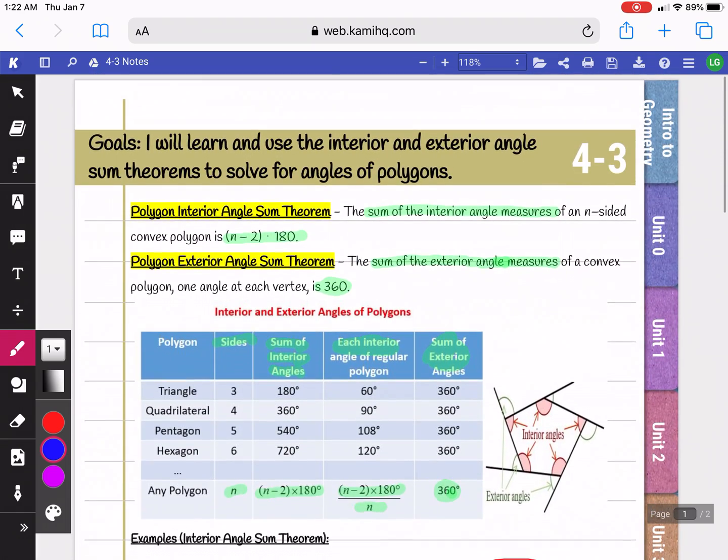So to summarize, there are a few formulas you want to remember here. If you're finding the interior angle sum, you'll use n minus 2 times 180. If it's just for one angle, you would divide that by n. So n minus 2 times 180 divided by n. If you're doing the exterior angles, they're always going to add to 360, no matter how many sides. But if you want to find one of the angles, you would divide 360 by the number of sides.